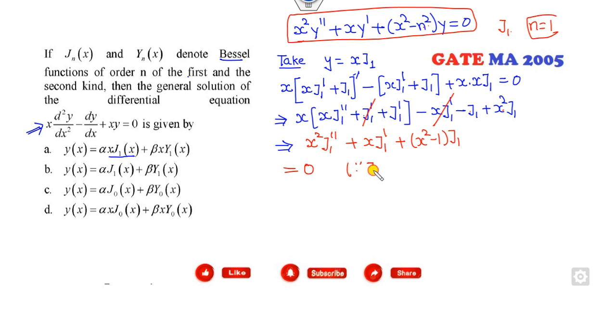Why? Because J1 is the solution of the Bessel function. So it means this is satisfied. If J1 is satisfied, definitely Y1 is also satisfied. So yes, this is my solution. The rest of the options you can easily discard, because only option A is the correct option.